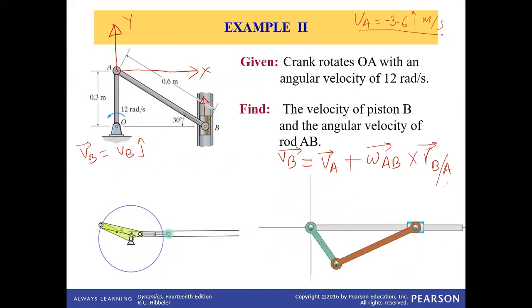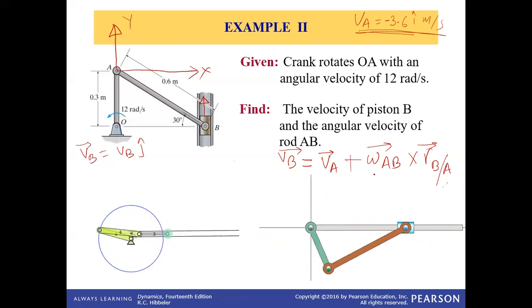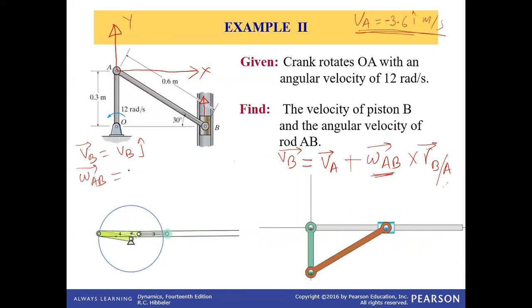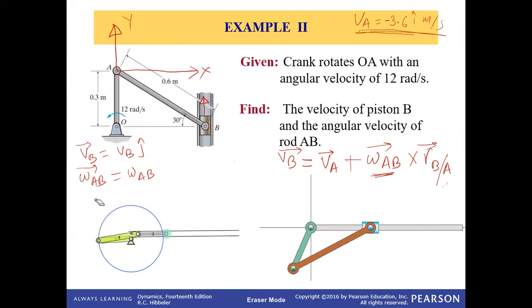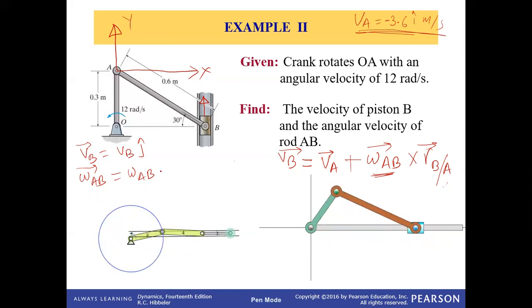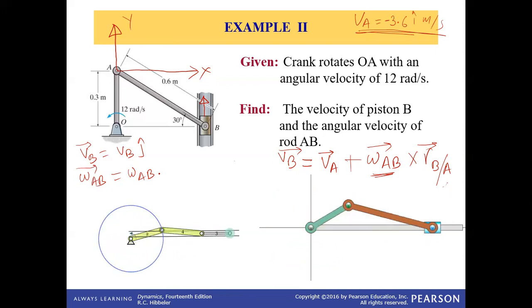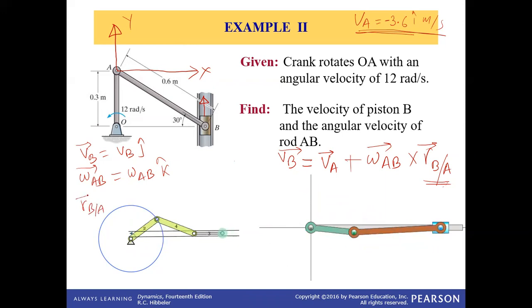Now vB/A is this, I already know it. What is my omega cross r? Let's say the magnitude is omega AB. Then what is the direction of omega AB? k or minus k? k, because it's coming out. Yeah, thank you. It's k. So then what is r B/A?